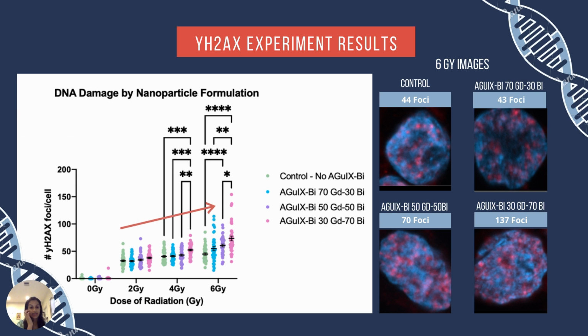The gamma H2AX DNA damage studies show the radiation response of cells at 4 gray and 6 gray demonstrated significantly increased cellular damage in combination with nanoparticle treatment. In 6 gray, there are 74 damaged foci in double-stranded breaks on average with the highest bismuth ratio nanoparticles, AgEx-BI 3070, and 61, 55, and 45 foci respectively, for lower bismuth ratio nanoparticles of AgEx-BI 5050, 7030, and the control, which shows that higher bismuth ratios cause more DNA damage. Representative images are shown on the right to exemplify this difference.